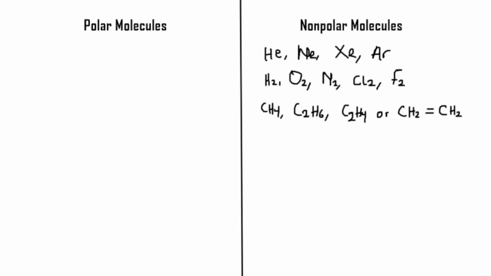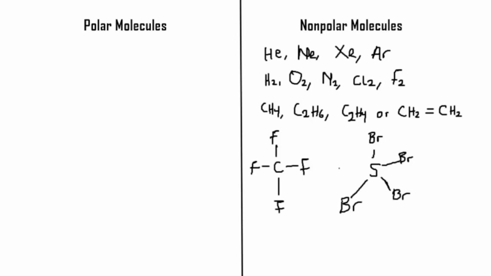The third category to look out for is molecules that have symmetry. Examples include carbon tetrafluoride: there is a central carbon atom and 4 fluorine atoms attached to it. This is an example of a nonpolar molecule because it has symmetry. Sulfur hexabromide is another nonpolar molecule: a sulfur atom at the center, then 6 bromine atoms attached to the central sulfur atom. Because of the presence of symmetry, it is a nonpolar molecule. Another example is boron trihydride.